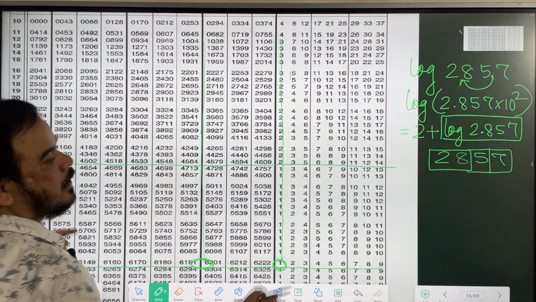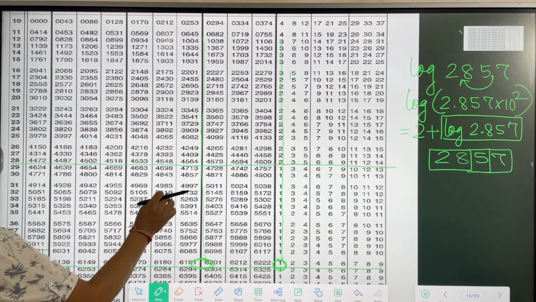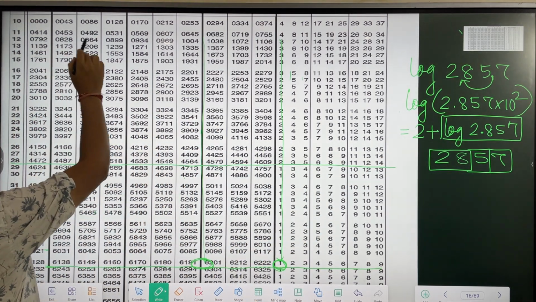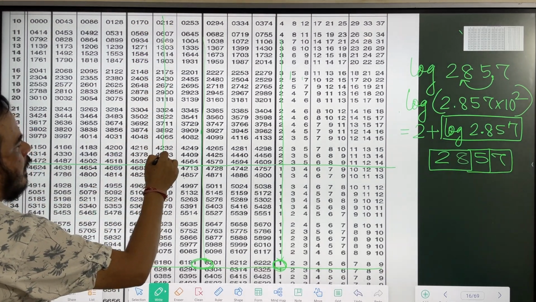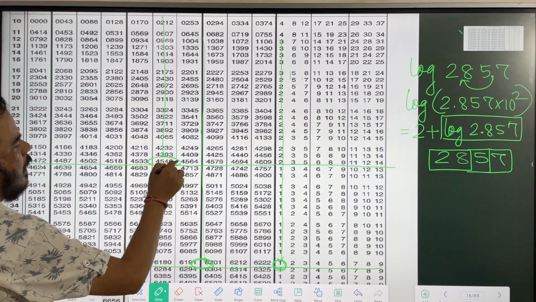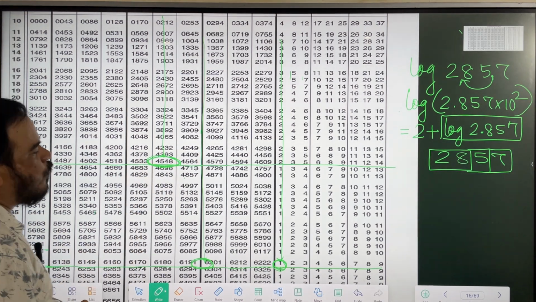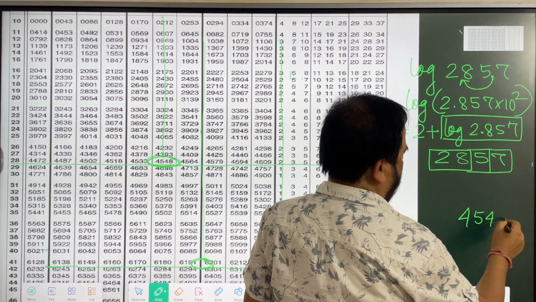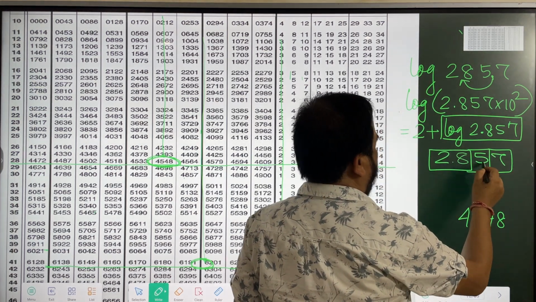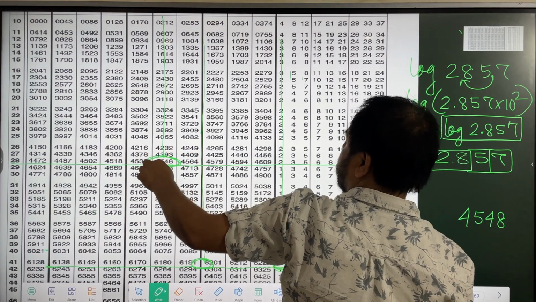Now 28, then 5. So 0, 1, 2, 3, 4, 5. This is the line of 5. So this is the number. What is the number? 4548. 28, 5. 5 we have got. Then 7.